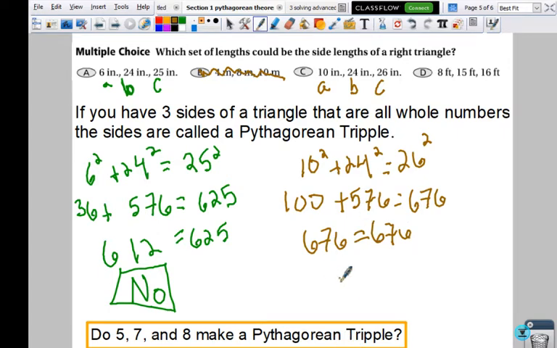Yep. I told you it worked. I called it from the beginning. So 10, 24, and 26 are a Pythagorean triple because they make a right triangle and none of them have decimals. Boom. So there's not really a ton of these. Well, there are, but they tend to repeat.